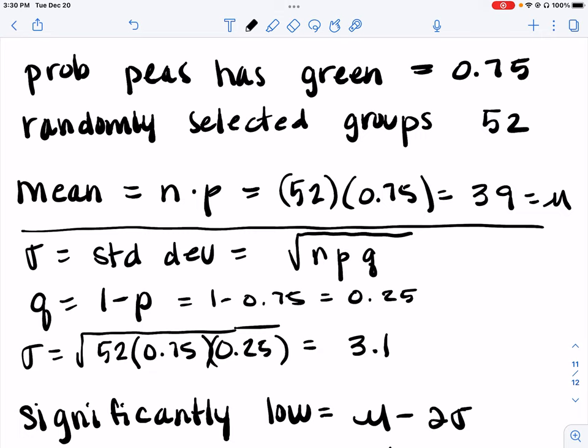The standard deviation: that curly looking letter is the lowercase sigma Greek letter, and it stands for the standard deviation. We multiply n times p times q. n is the 52 number selected. p is 0.75 because it said probability. q is the opposite of p, so you do 1 minus 0.75, so q equals 0.25. So multiply and then take the square root, and that gives you a standard deviation of 3.1.